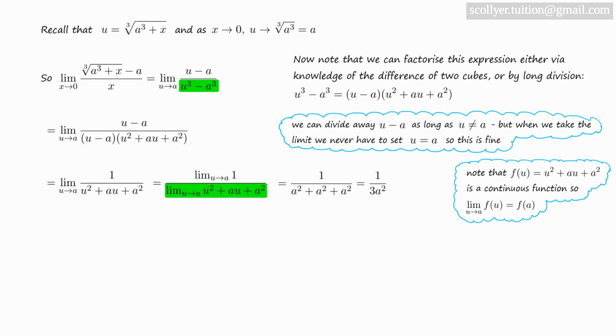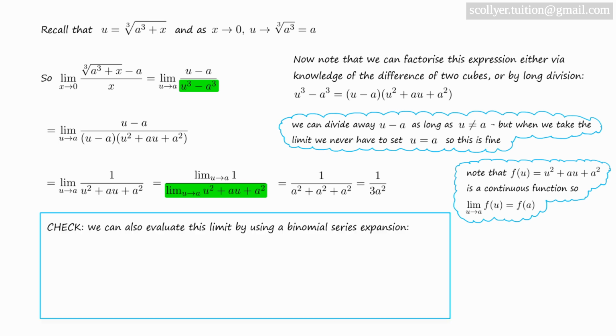Evaluating limits can be pretty tricky, and it would be nice if we had some other way to evaluate this limit so we could check our result. And in fact we can do so. We can evaluate this limit in a fairly quick and dirty way by using a binomial series expansion. So we can rewrite the cube root of a cubed plus x as a times 1 plus x over a cubed to the power 1/3.